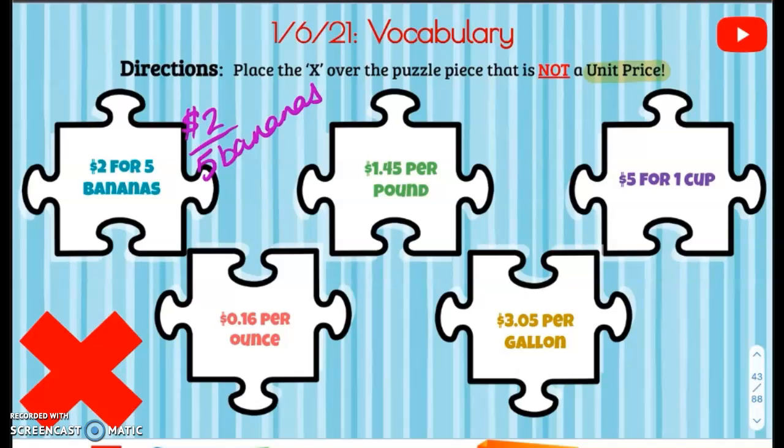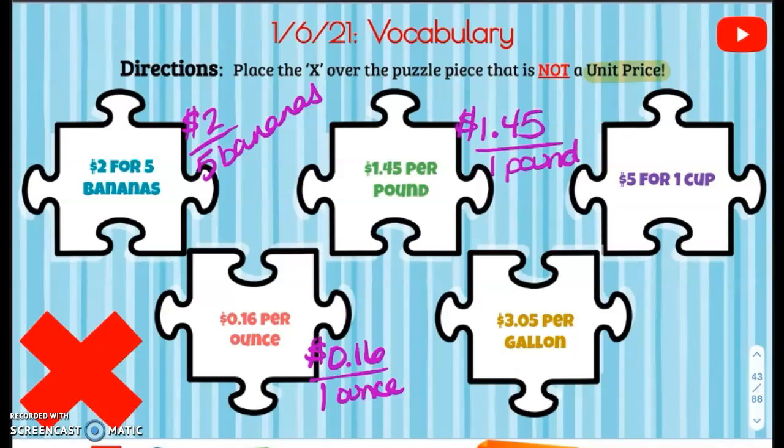All right, next one, 16 cents for 1 ounce. Per ounce, for 1 ounce. Next one, $1.45 for 1 pound, so per pound is 1 pound. Next one, $3.05 per gallon, so 1 gallon. And then last but not least, $5 for 1 cup.